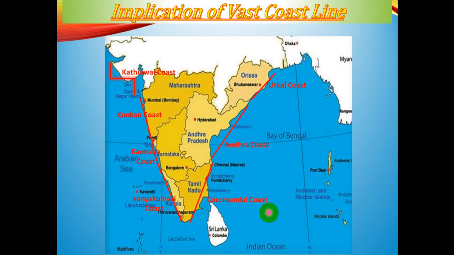Now just see the coast length. This is the Rann of Kutch. Here it is the Gulf of Kutch, and here it is the Gulf of Khambat. And from here we get this entire stretch of coastline, the red line that you can see. So this entire coastline is giving a benefit to the trading activity.